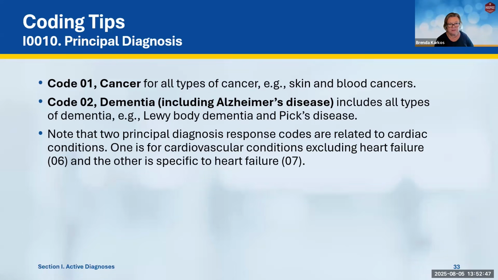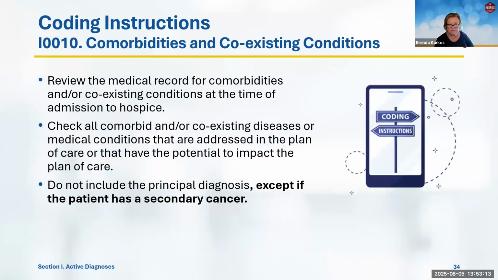And here are some coding tips. Code 1, cancer for all types of cancer. Code 2, dementia. This includes Alzheimer's disease and other types of dementia such as Lewy body. And there's a note on this slide explaining that there are 2 principal diagnosis response codes related to the cardiac conditions. One is for cardiovascular conditions excluding heart failure, and the other is very specific to heart failure.